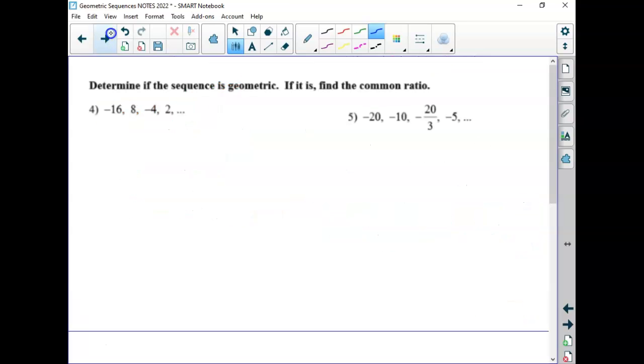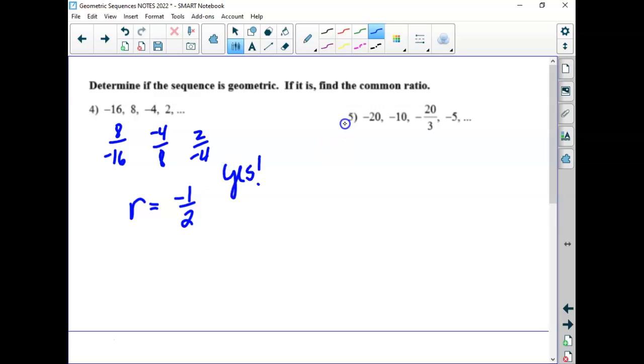Everybody good? So let's try some practice. Is this geometric or not? You can take any term and divide it by the previous one. If I do that, this divided by this, this divided by this, is it the same every time? Yes. What were they multiplying by? Negative 1/2. Or in my brain, they were dividing by negative 2. Yes, everybody good? Okay. So the ratio is negative 1/2. So yes, it's geometric, by the way.